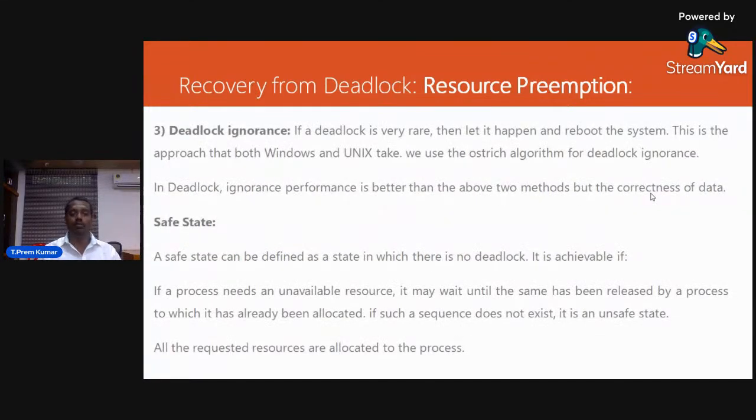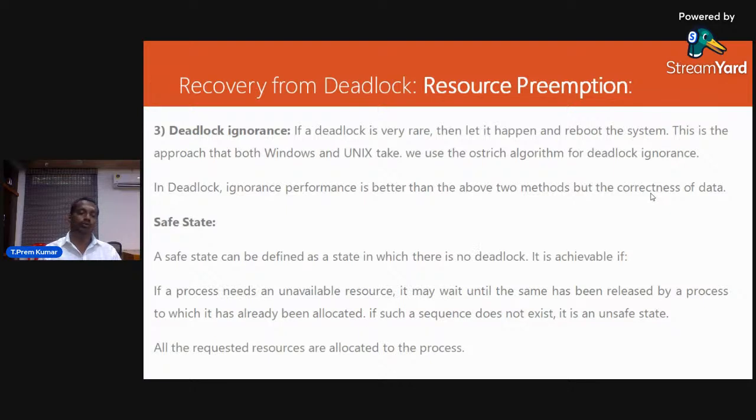Then the next one is deadlock ignorance. If a deadlock is very rare, then let it happen and reboot the system. This is the approach both Windows and Unix take. We use the ostrich algorithm for deadlock ignorance. In deadlock ignorance, the performance is better than the above two methods, but the correctness of the data suffers.